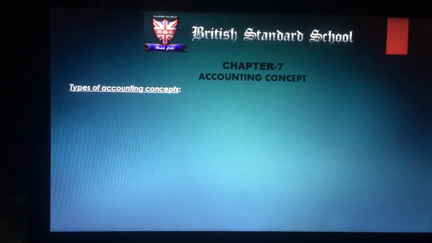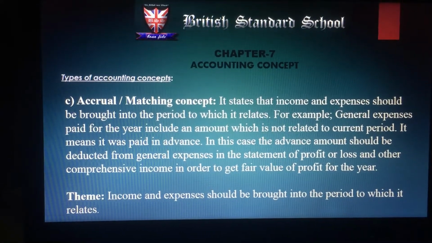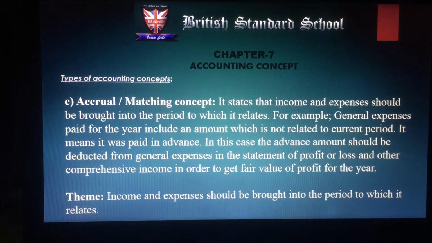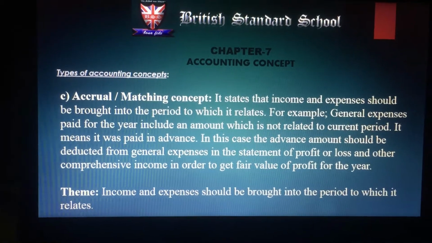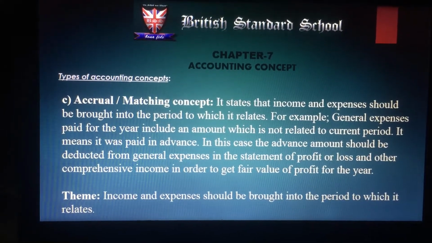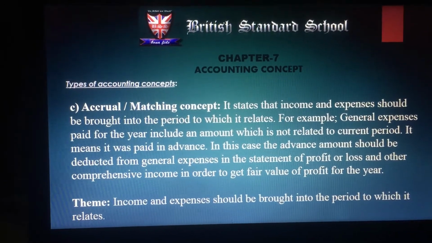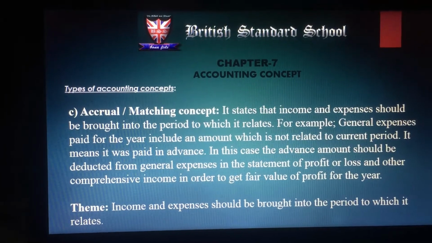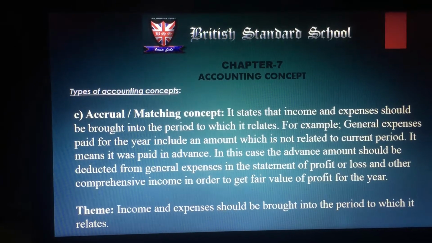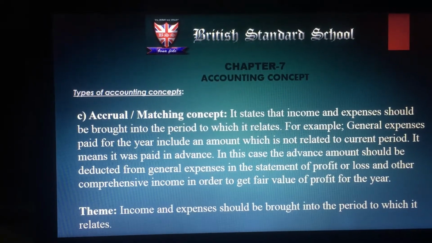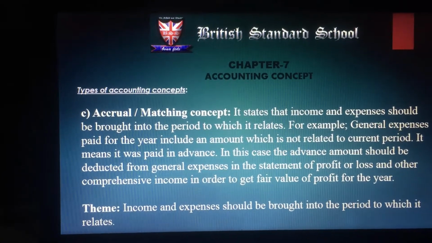Third point, accrual or matching concept. It states that income and expenses should be brought into the period to which they relate. For example, you have paid the rent for the next 3 months of next year. As we know, we always calculate the current period's accounts. So what we are going to do is deduct them, because it is paid in advance, right?